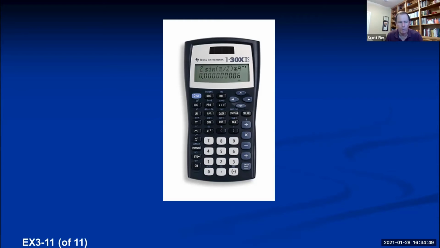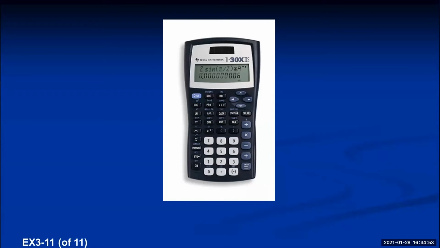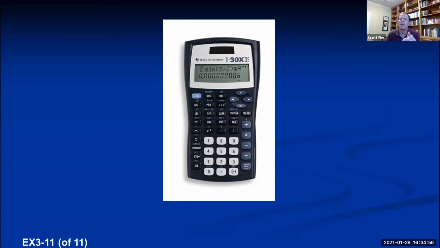So let's see, 0.00000006. And then what did I write down after that? 2 more zeros. 0, 0. That's where I'm going to get you. Because the calculator didn't show the next 2 places after the 6, not because it was an exact number. It's because your calculator ran out of room to show you the remaining digits.